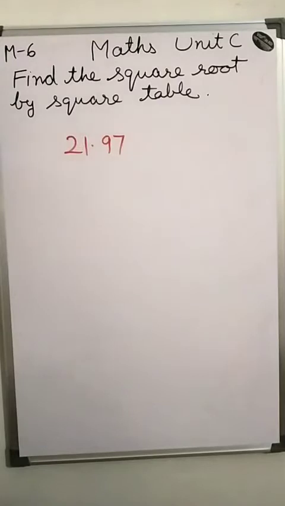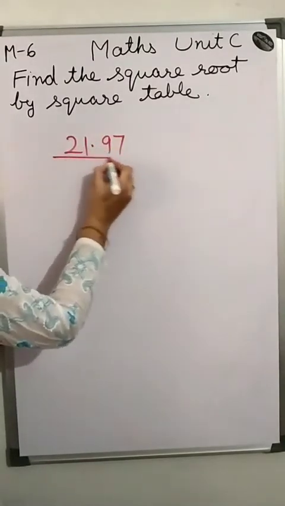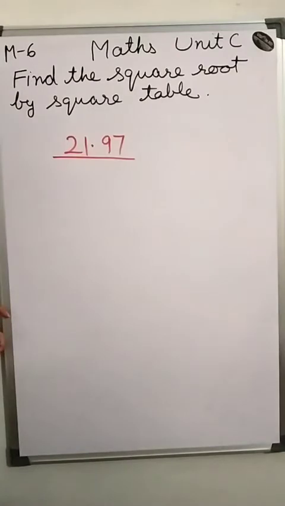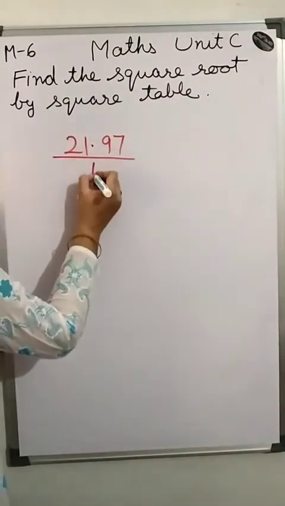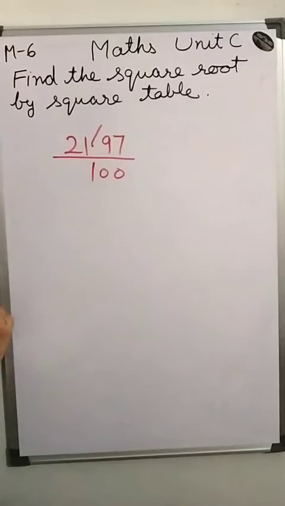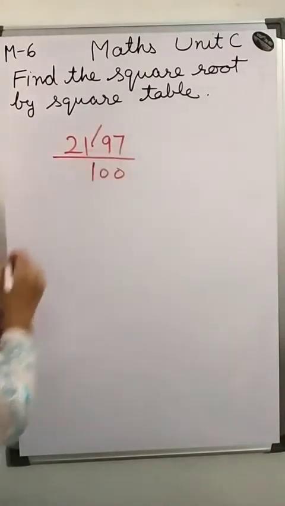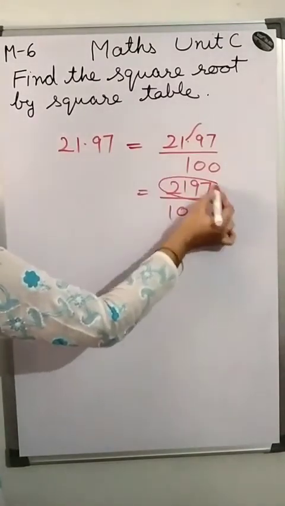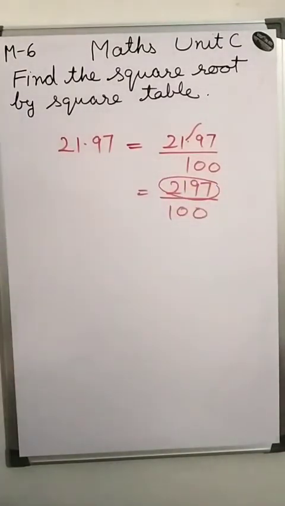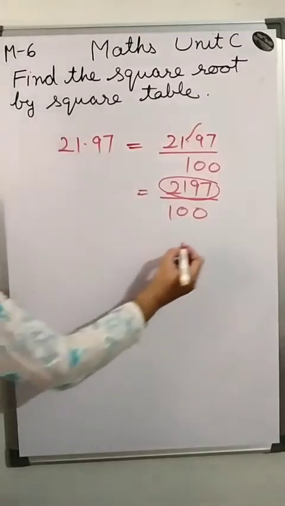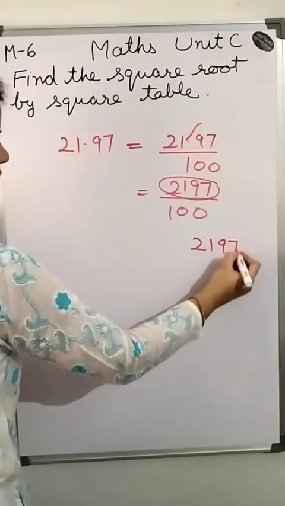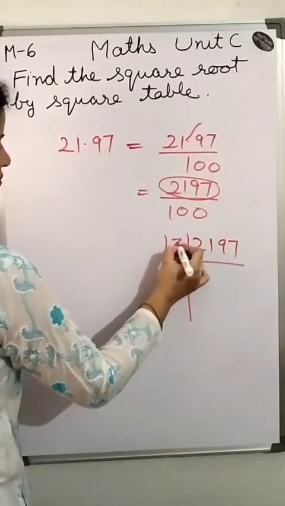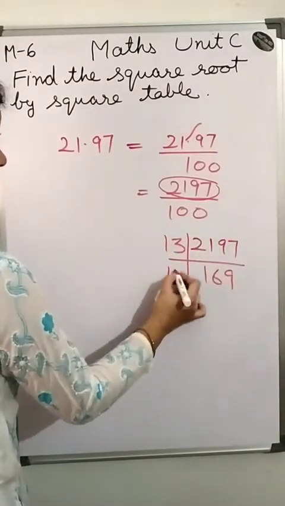Now this is a decimal number given in your book. Now just see how we find the square root of this number. First we remove the decimal from here. So it is removed, and the number becomes 2197 upon 100. Now calculate. We divide this number into prime factors. So how do we calculate? Just see. It is divisible by 13.